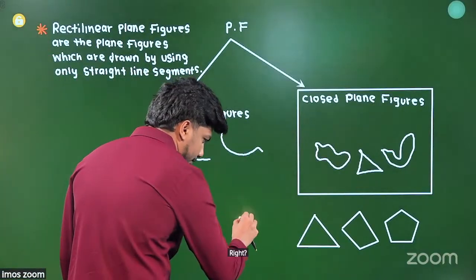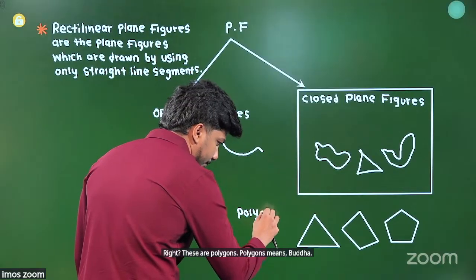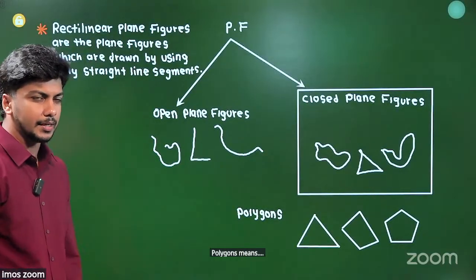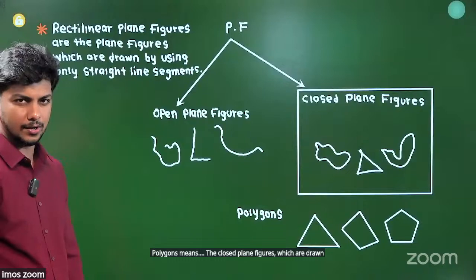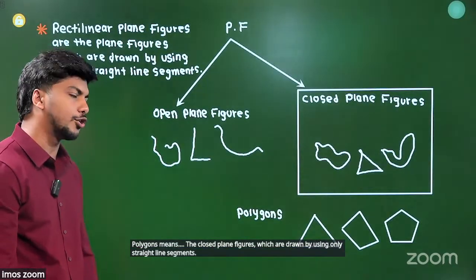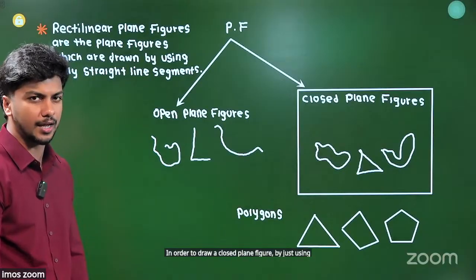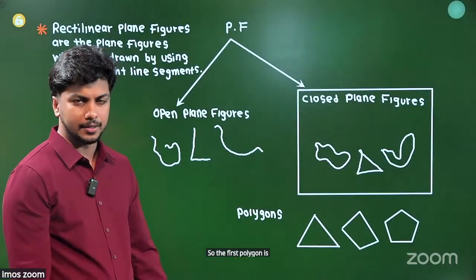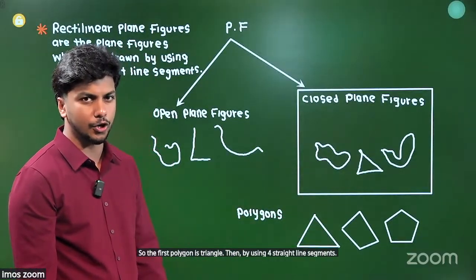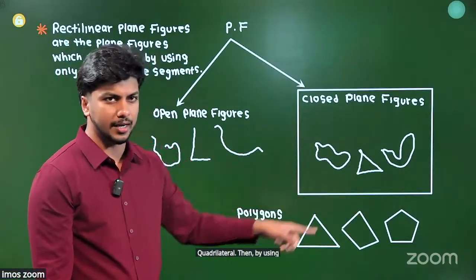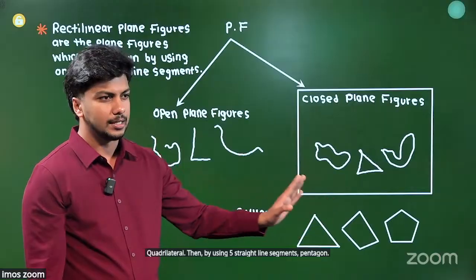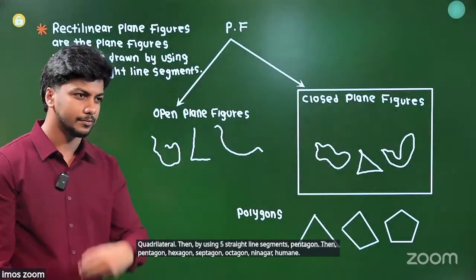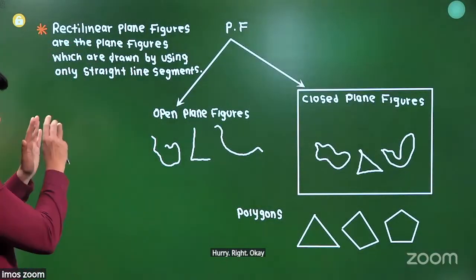Right? These are polygons. Polygons means the closed plane figures which are drawn by using only straight line segments. In order to draw a closed plane figure by using only straight line segments, at least we need three straight line segments. So the first polygon is the triangle. Then by using four straight line segments, quadrilateral. Then by using five, pentagon. Then hexagon, septagon, octagon, nonagon, decagon. Right. Okay. So these are the fundamentals.